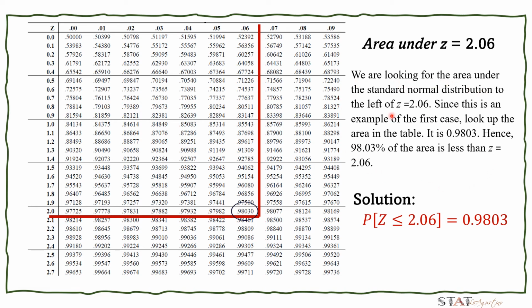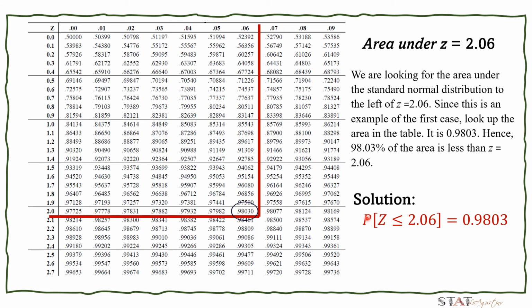We're looking for the area under the standard normal distribution to the left of z equal to 2.06. Since this is an example of the first case, look up the area in the table. So this is an instruction. It is 0.98030. So hence, 98.03% of the area is less than z equal to 2.06.